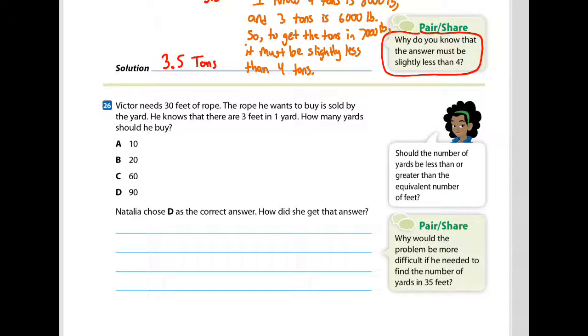2, it says Natalia chose D as the correct answer. How did she get that answer? Now, you know the answer is not going to be D, right? Because Natalia chose D. But I do want you to write that part. Now, what I want you to do, we're going to split this in half. So answer the question about Natalia there. But then, after you do that, you're going to write your pair share answer right on this side. Okay? So, pause it, show your work to answer his question, write about Natalia, write the pair share, restart it when you're done. Go.